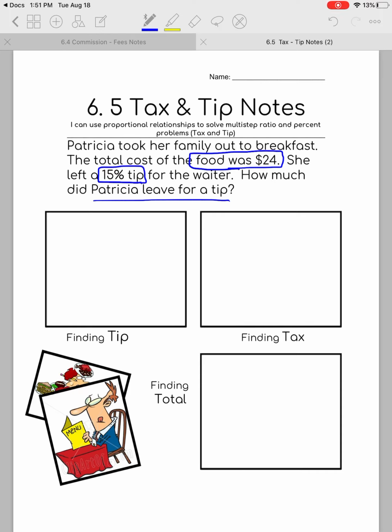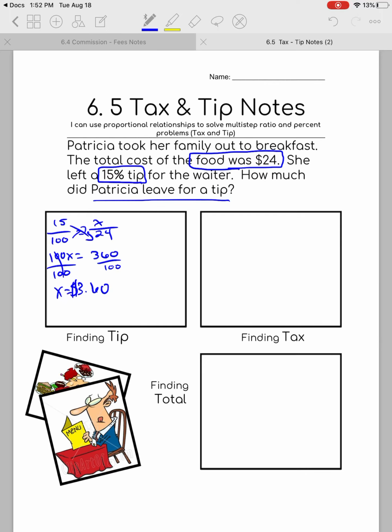So, for the tip here, what we're going to do is find 15% of 24. Just like before, you put 15 over 100 equals x over 24. Cross multiply and divide, you get 100x is equal to 360. And if you divide that by 100, x will equal $3.60. That is the tip.